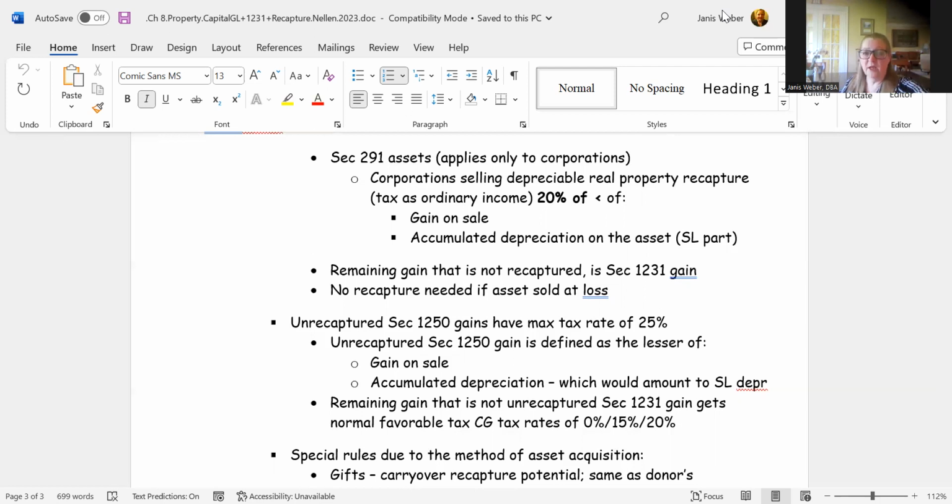that would be the capital gains rates. Okay, there's no recapture needed on any of these if the sale turns out with a loss. If you have a gain, it's the only time you have to worry about this recapture as ordinary income. There's not going to be a special treatment on the loss. If it's a 1231 asset, it's going to get that ordinary loss treatment. It's only whenever it's a gain that you have to worry about that. Okay, so that's that one.